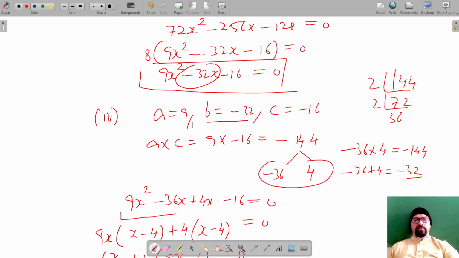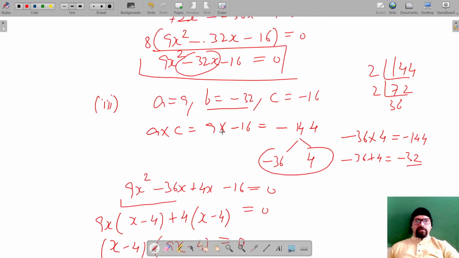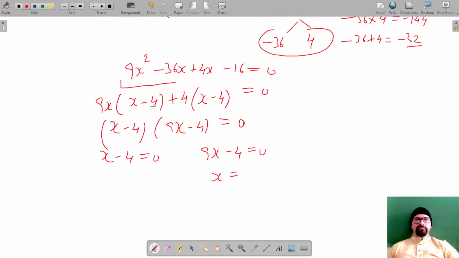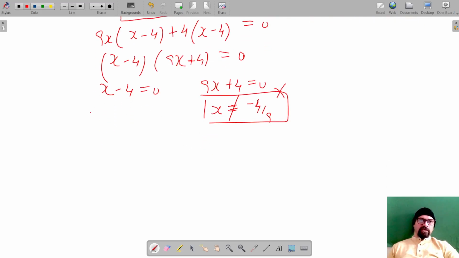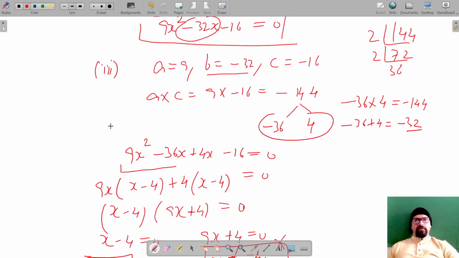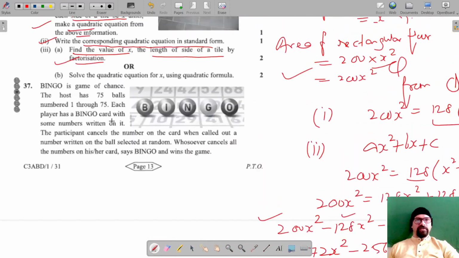So we have got the values of x. This is actually 9x plus 4, which gives us x is equal to minus 4 by 9. The length of the side cannot be negative, so we are going to reject this. And x is equal to 4 is the length of the square tile. So question part 3 is done.